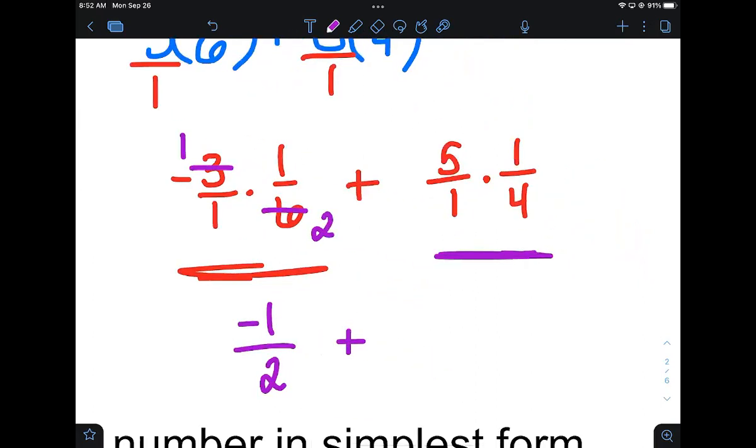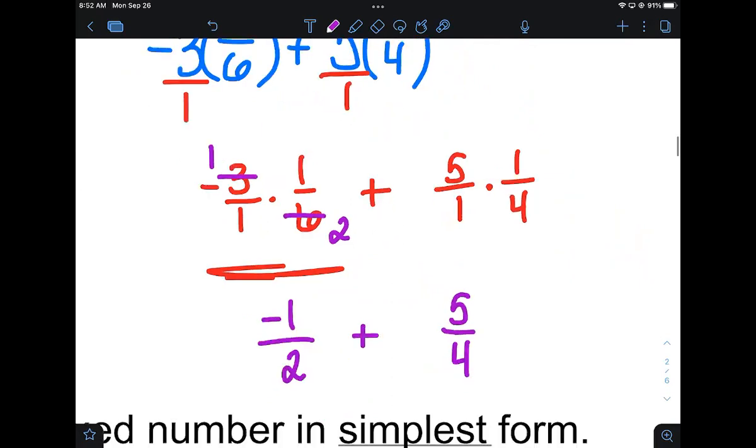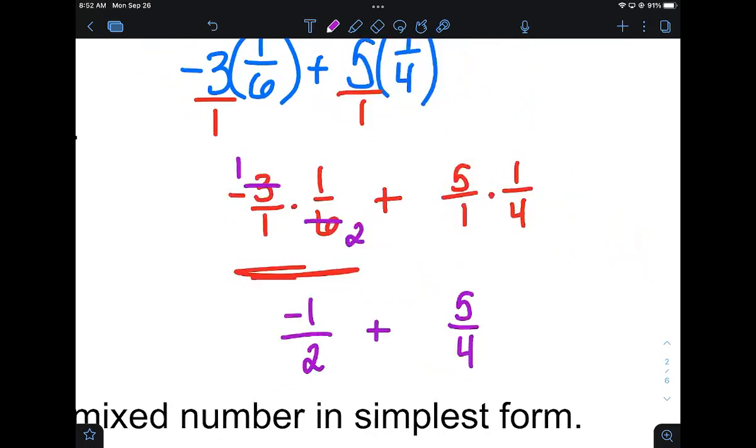On this side, can the 5 and 4 cancel? No. So 5 times 1 is 5, and 1 times 4 is 4. So I've got negative 1/2 plus 5/4. So now I'm on to the second part of the problem, which is after multiplication for the addition step.